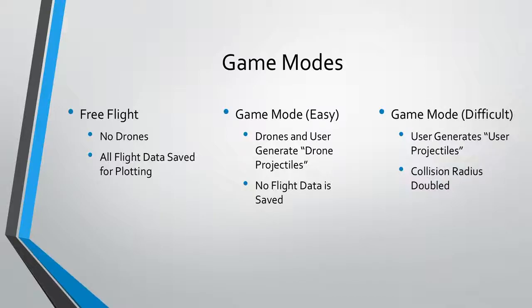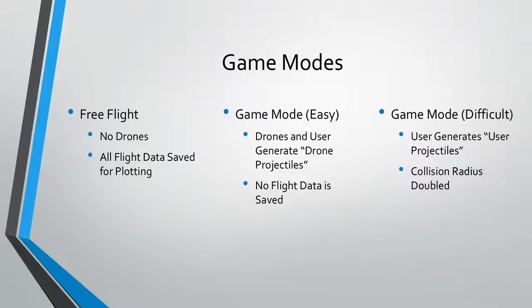But then there's 2 game modes. There's an easy game mode and a difficult game mode. The easy mode has the user use the drone projectile class for its projectiles. So all the projectiles, drone and user alike, follow that line. They use the line iteration process to launch the projectiles. Obviously, it makes it a lot easier to hit the enemy drones. It still makes it a little bit difficult, and the drones can still fire at you, but it's a lot easier than the alternative.